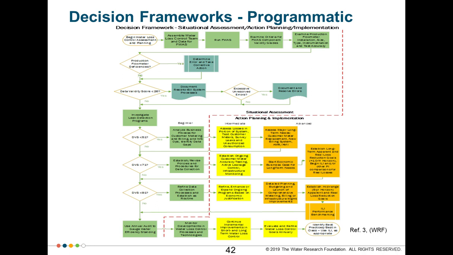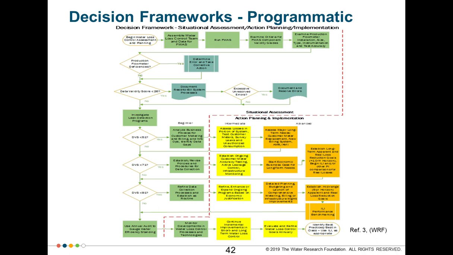The guidance manual includes this decision tree framework at the programmatic level and 2 more at the component level for apparent and real losses. I'll not go through all of the steps here, but in essence, a utility should take appropriate steps to improve its data quality before making significant investments in water loss interventions.